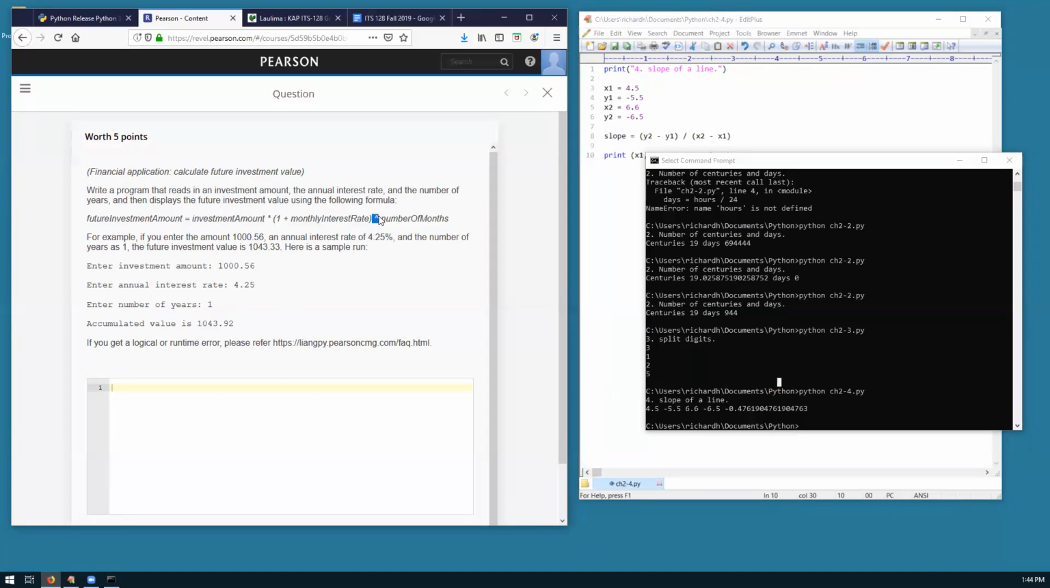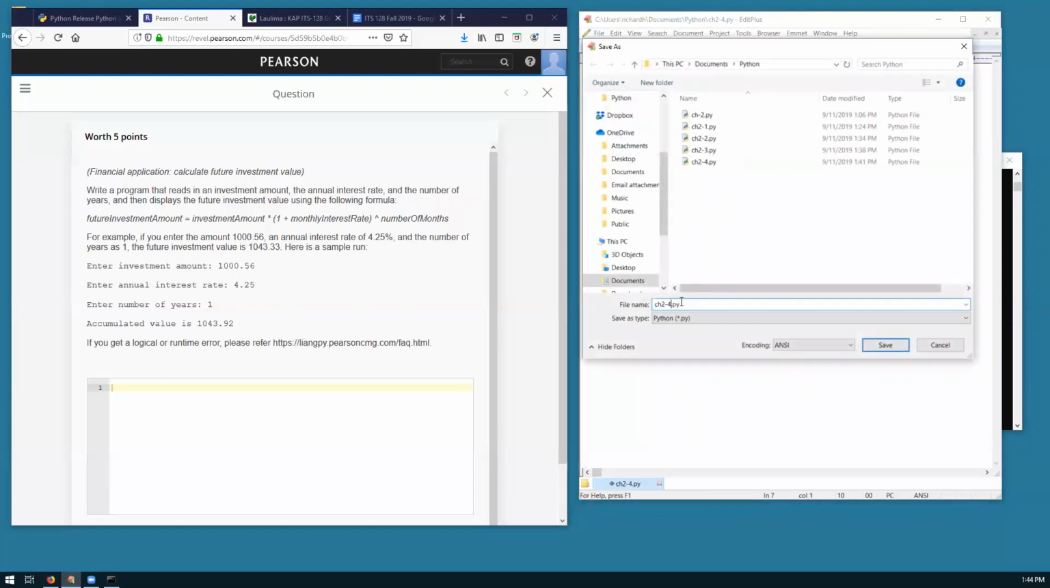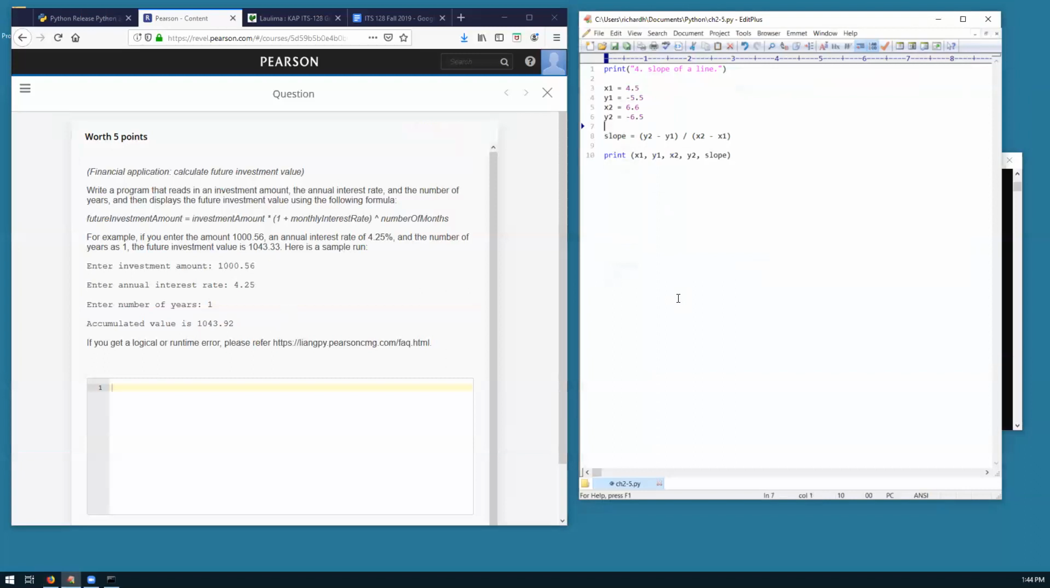By the way, this is to the power. In Python, it'd be asterisk, asterisk. Okay, so let's write this out. Save as. This is going to be number 5. And it's going to be a financial investment value, future value.